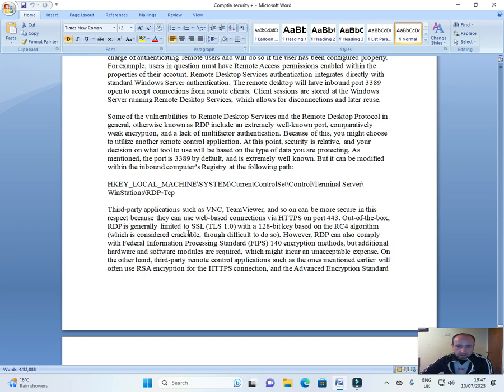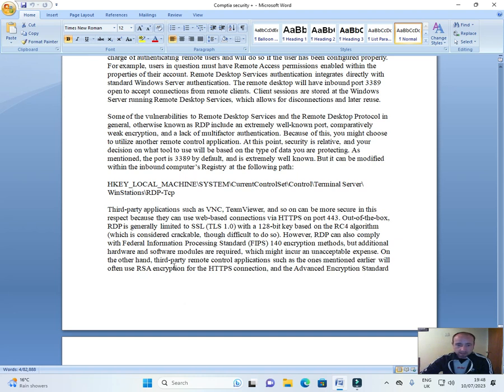RDP is generally limited to SSL/TLS 1.0 with a 128-bit key based on the RC4 algorithm, which is considered crackable, though difficult to do so. However, RDP can also comply with Federal Information Processing Standard FIPS 140 encryption methods, but additional hardware and software modules are required, which might incur an unacceptable expense.